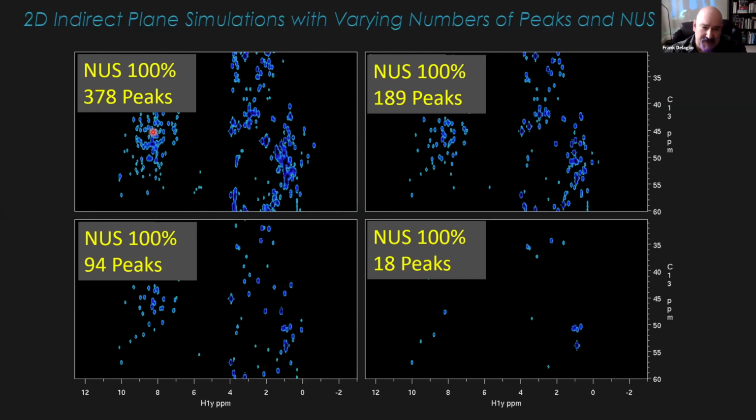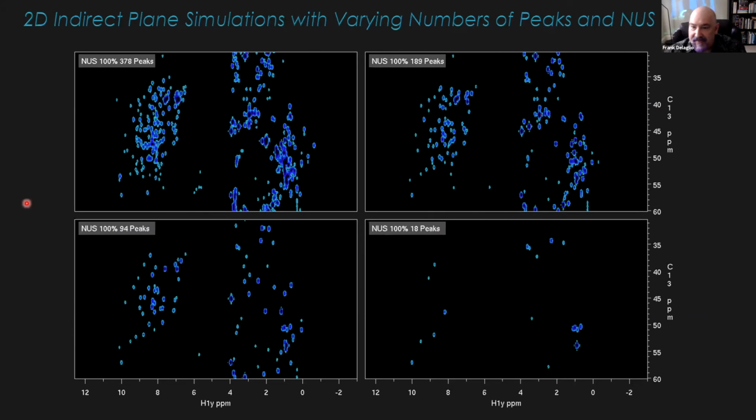And to demonstrate this, and forgive me, it's a biomolecular example, I'm going to show you examples of a 2D reconstruction on data which start with 378 peaks and versions of that same data with reduced numbers of peaks, so 189 peaks, 94 peaks, 18 peaks. And what we will do is gradually reduce the non-uniform sampling fraction and see what happens. So at 90% sampling, all 4 of these results are about as good. 80%, everything looks good. 75%, 70%, 65%, everything still looks beautiful. At 60%, 55%, 50%. Okay, so far so good.